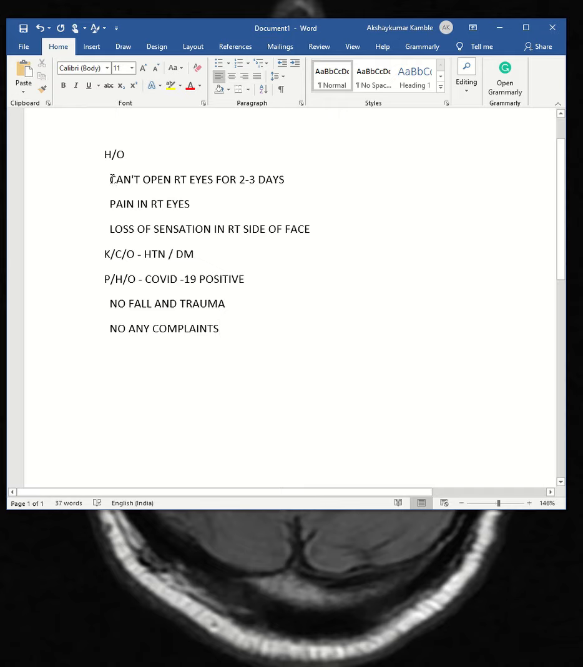So I'm going to mark some things. Can't open eye for 2-3 days. Maybe nerve palsy, maybe something going on there. But pain in right eye. Now, what are the things which you know in neurology will cause pain in right eye? One of the things you have is optic neuritis, which is a very painful condition. Loss of sensation on the right side of face.